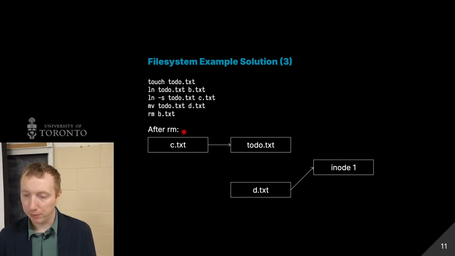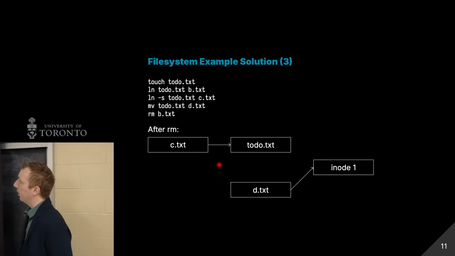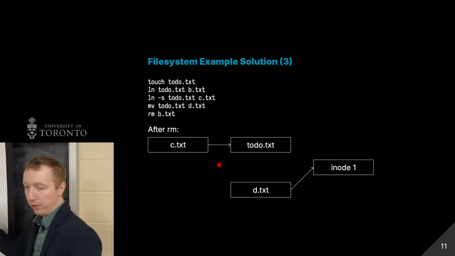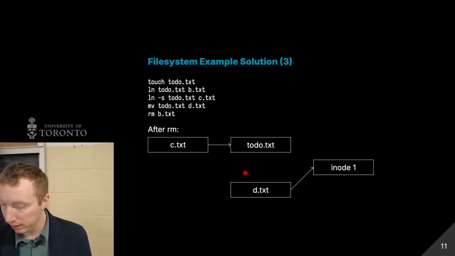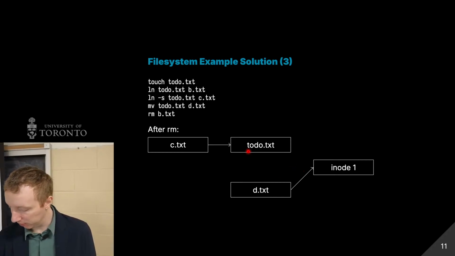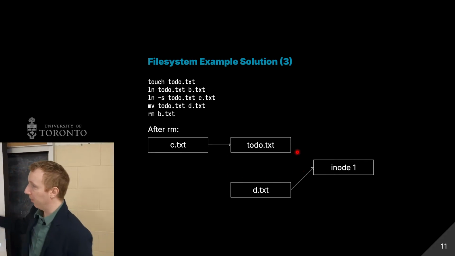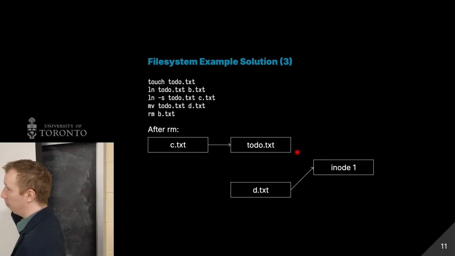So if we do rm b.txt, well, that just unlinks, gets rid of the name b.txt, so we still have something referring to inode 1, and it wouldn't actually get deleted or anything like that. So any questions about going through that?